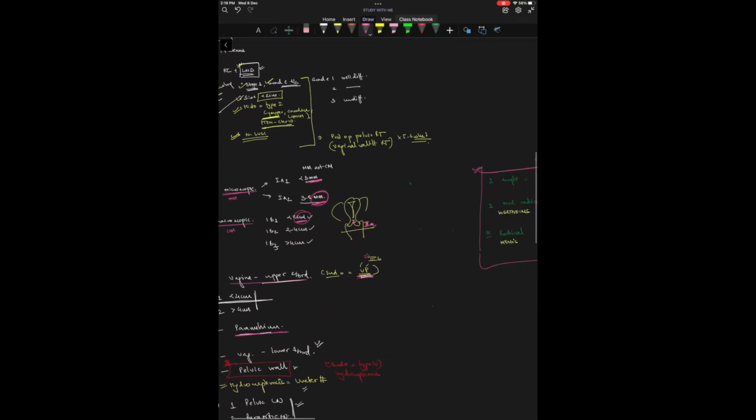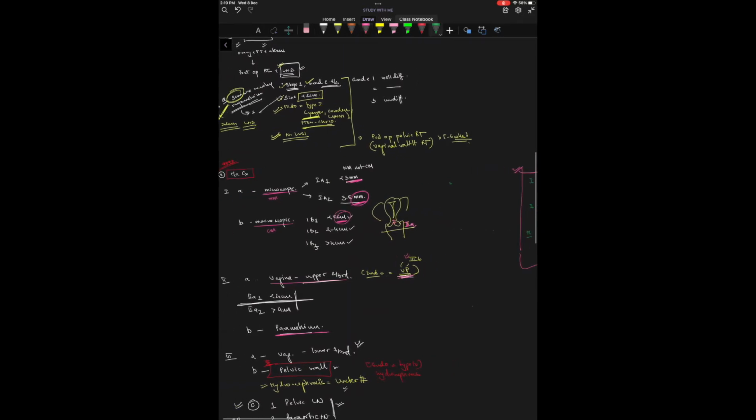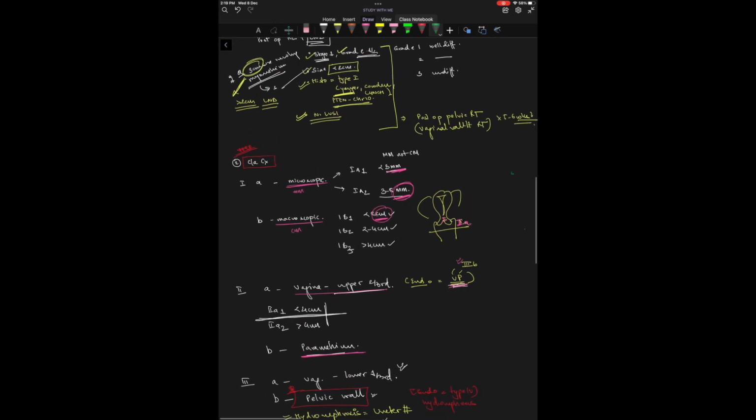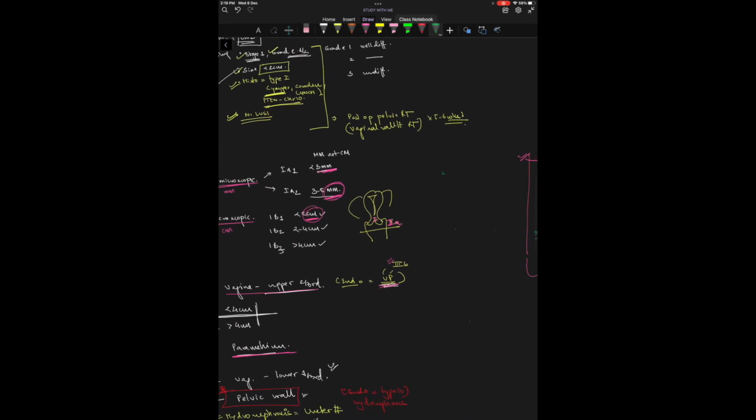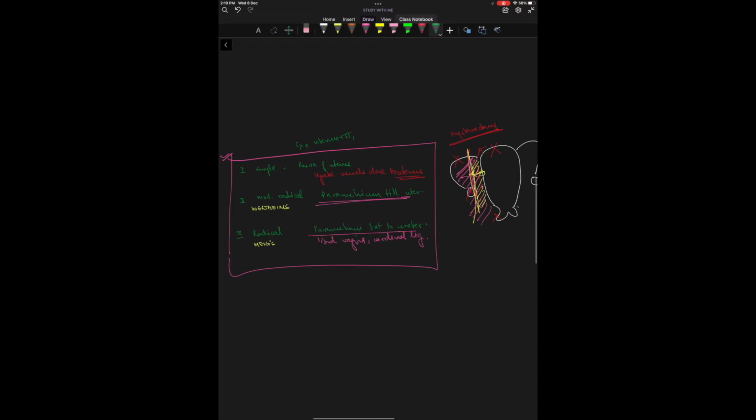Okay, coming to the treatment part. So first is simple hysterectomy. Okay, what are the types of hysterectomy? Let's do it quickly. Hysterectomy can be of three types, 1, 2, 3. One is known as the simple hysterectomy, in which the fascia of uterus is removed, right?